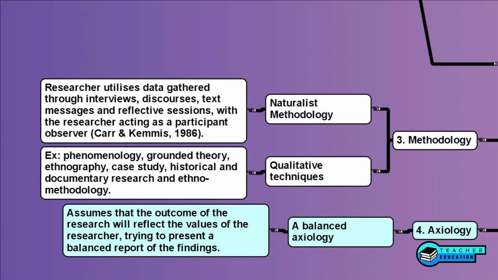The methodology of this paradigm is naturalist and supports qualitative techniques. The researcher utilizes data gathered through interviews, discourses, text messages, and reflective sessions, with the researcher acting as a participant observer, Carr and Kemmis, 1986. Examples of qualitative techniques are phenomenology, grounded theory, ethnography, case study, historical and documentary research, and ethnomethodology. The axiology of this paradigm is balanced and assumes that the outcome of the research will reflect the values of the researcher, trying to present a balanced report of the findings.